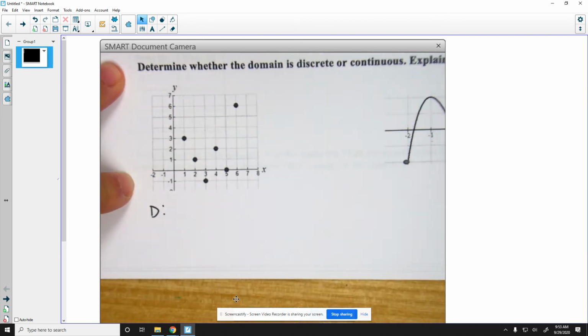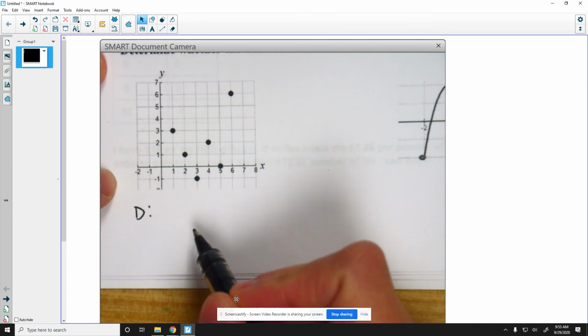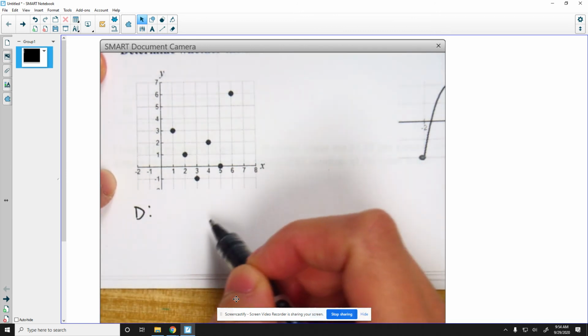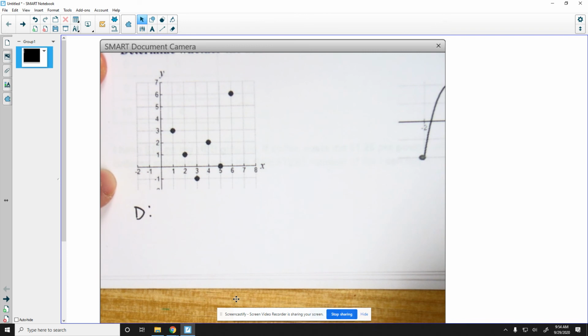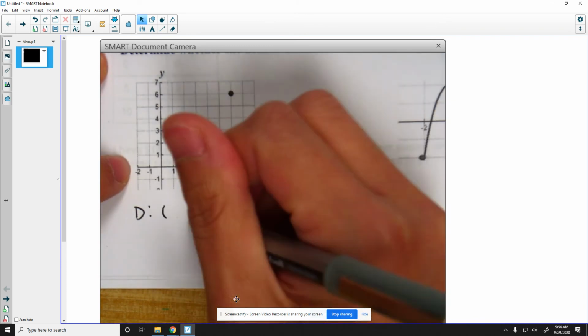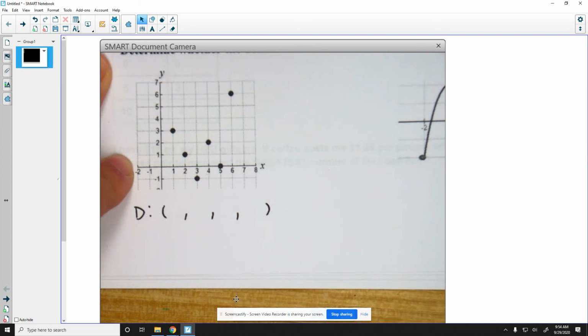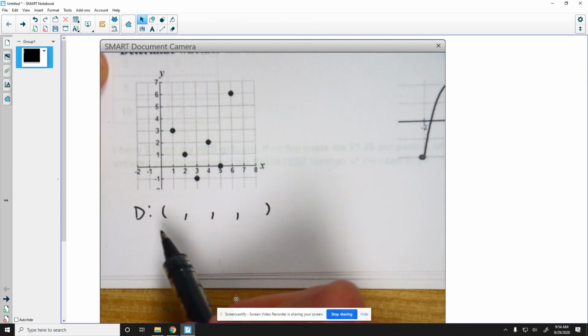Does anyone think they know? Can you raise your hand, please? When I write the domain, am I having the inequalities or am I just having like a number, comma, number, comma, number? What do we think, Tessa? Yes, it's just going to be a bunch of numbers with commas in between. Now, Tessa, why is it just a bunch of numbers with commas in between? Because the dots aren't connected. That's exactly why.